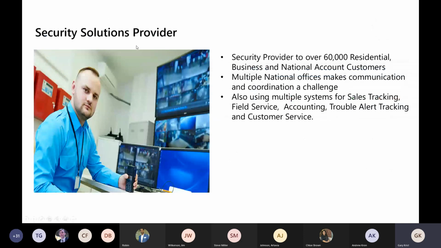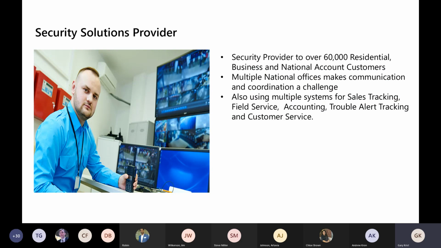So as we try to take this information on what customer insights is, and bring it down to the real world, we have a security solutions provider that has about 60,000 customers, residential, business, and national accounts. They have offices throughout North America, and they're also using multiple systems.